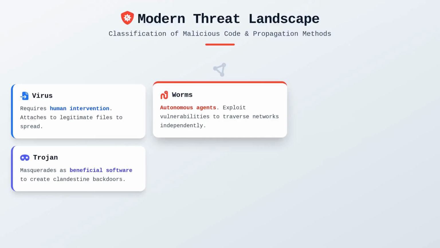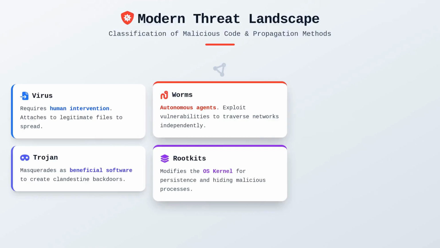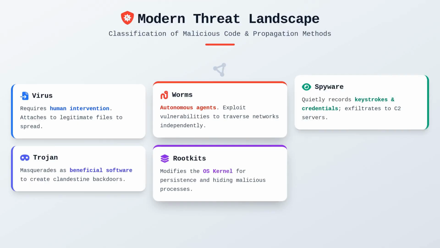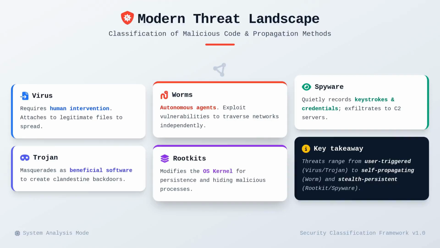for an attacker. Rootkits operate at a deeper level by modifying the operating system kernel to maintain persistence and hide the presence of other malicious processes. Finally, spyware quietly records user keystrokes, browser activity, and credentials, exfiltrating this data to command and control servers without ever alerting the victim to its presence.